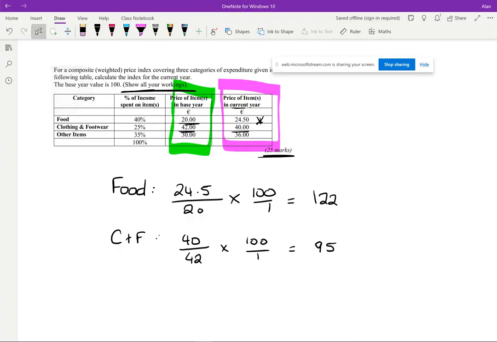But again, depending on how much of our income we spend on this proportionately, that may not be a true reflection of the inflation rate. Please ask me about this if I haven't explained that properly. Other items then. Other items, sure, what does that mean? 36 all over 30 and multiply by 100 over 1.